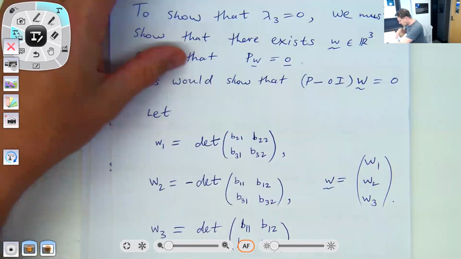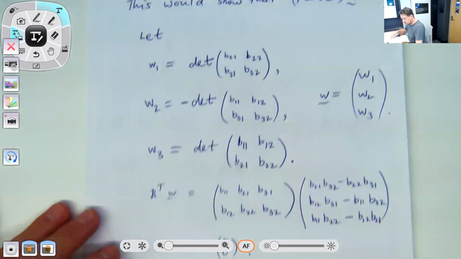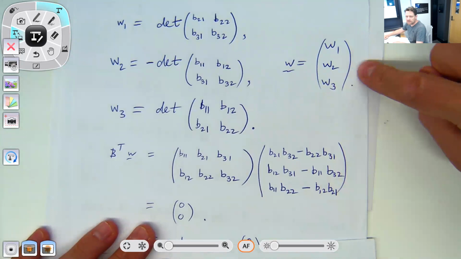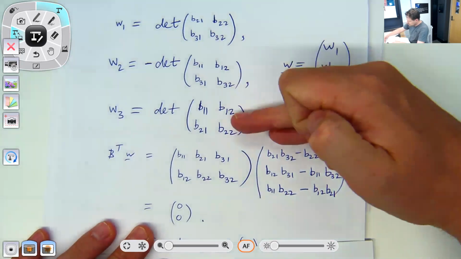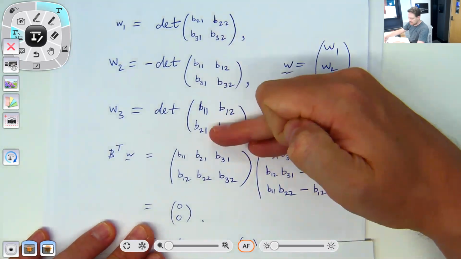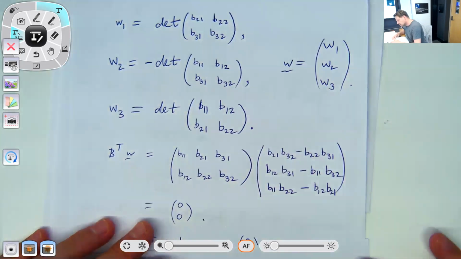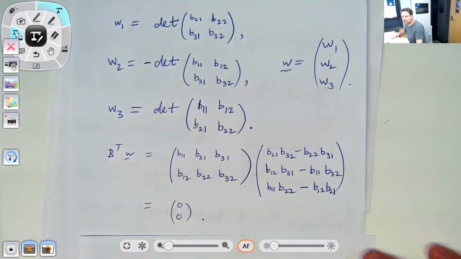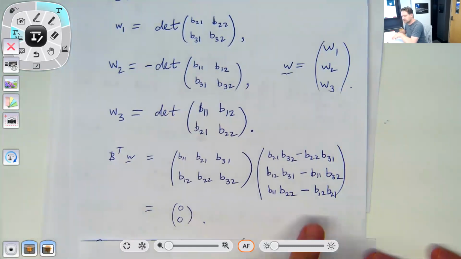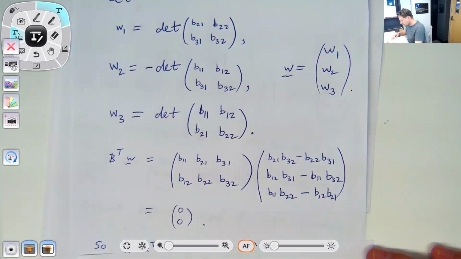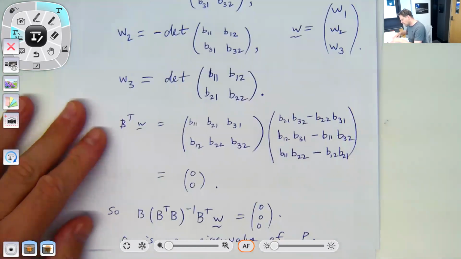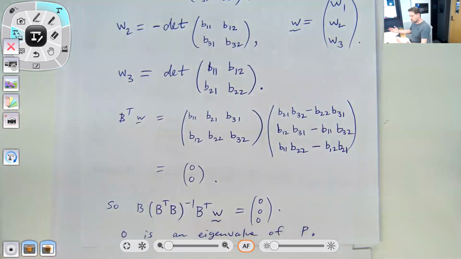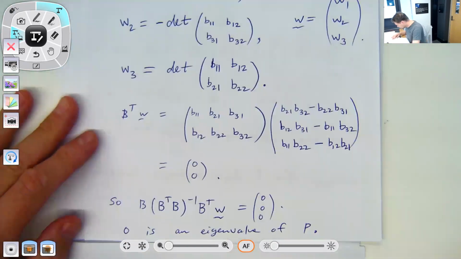Okay, so multiplying those two out, this is the expression that I've just come up with, in a lot of lines there, but it's actually just this. Now you can easily see that if you multiply those out, you get 0 and 0 in both cases, right? That's not a difficult calculation to just verify. All right, so this means that P times W gives 0, 0, 0, and so 0 is an eigenvalue of P.